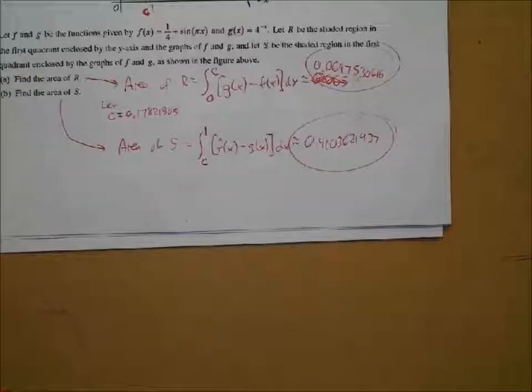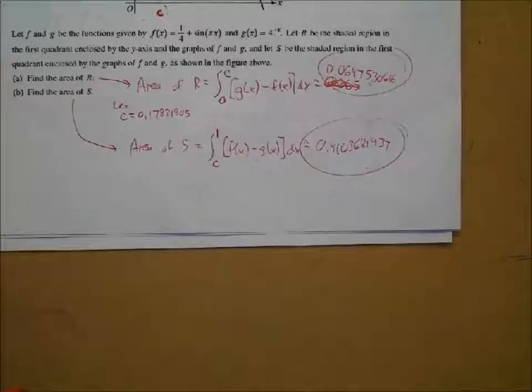So there's your integral for the area of S. Okay. I reused the C value there of 0.178 to 1805. That's our lower limit of integration. The upper limit of integration, the two intersect at x value 1. Okay. And so then also make sure you change the upper curve and the lower curve here. In this case, it is F that's the top curve, and G is the bottom curve, okay? And so then you would have that as your answer.